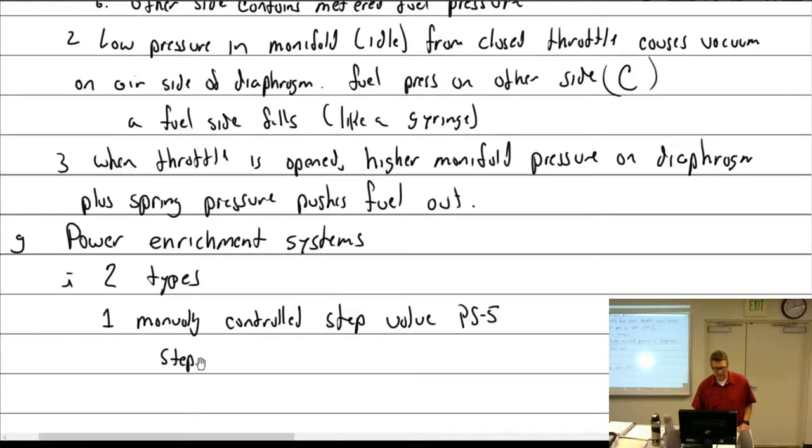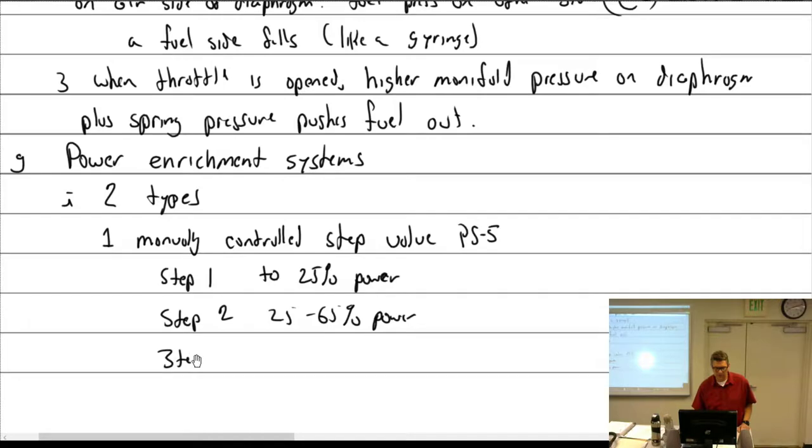If you remember that, step one was up to 25% power. Step two was 25 to 65% power. Step three was over 65% power. Right? So we're just going back to that idle needle that we looked at before. And that makes perfect sense, because once you get past 25% power, that's a quarter of the power coming on. That's past idle, right?